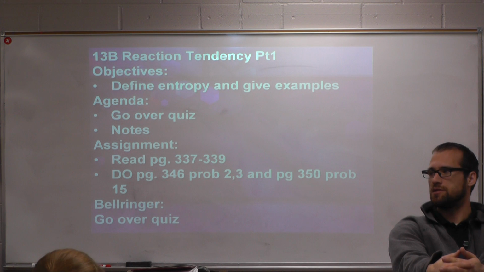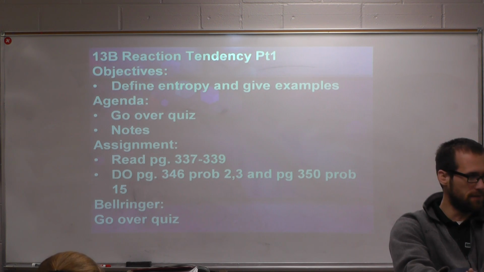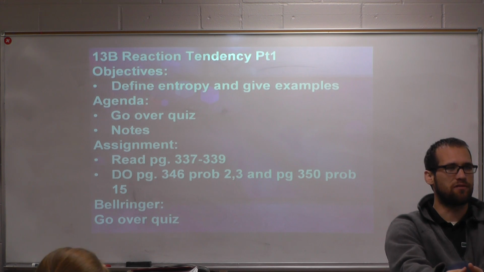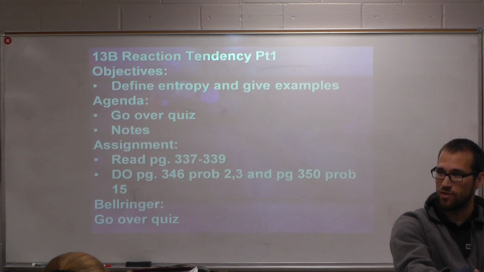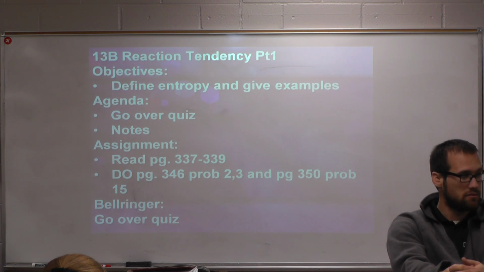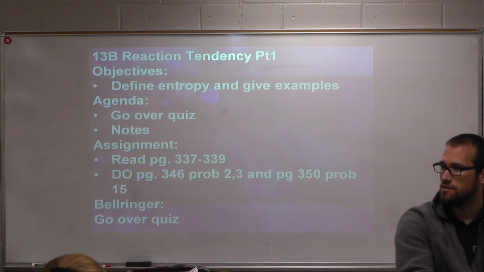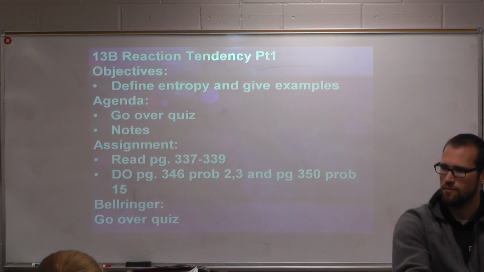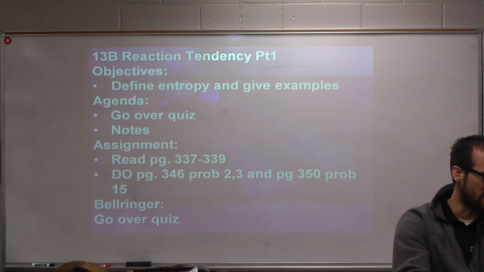Q equals m C_sp change in T. Okay, and then after that, we did our enthalpy of reaction, products minus reactants. Where did we look to get those values? The table in our book, yep, the big mega table. And those were enthalpy of formation values.